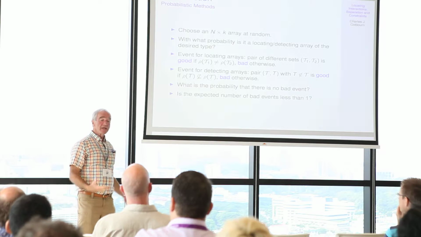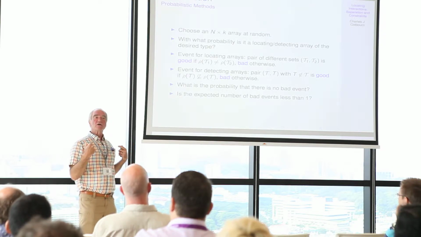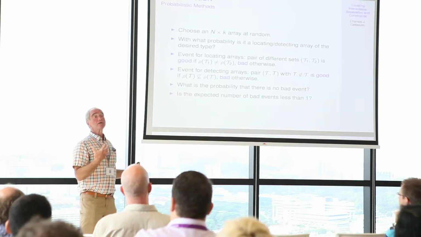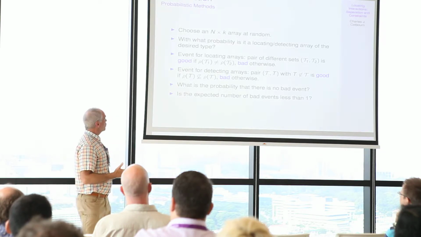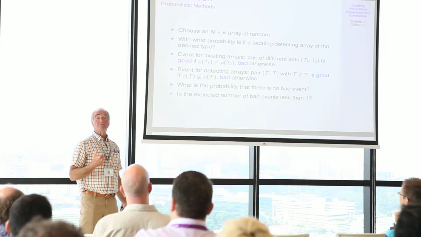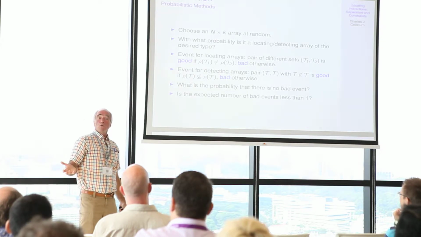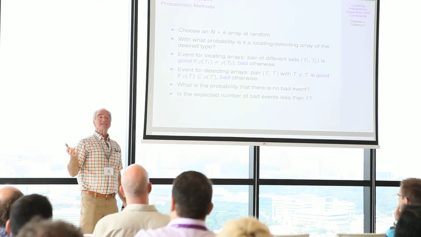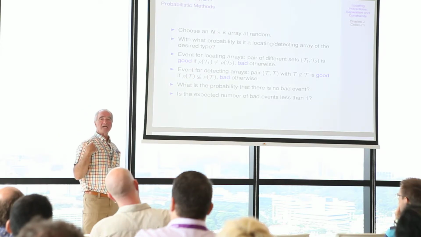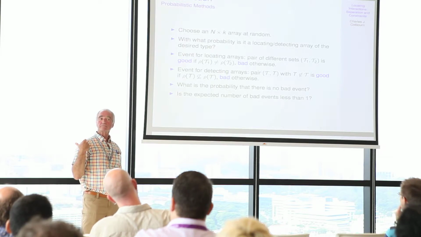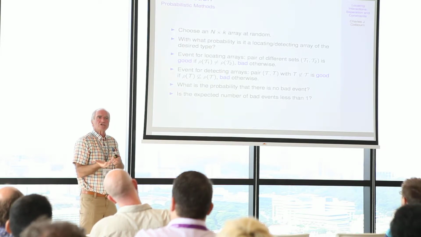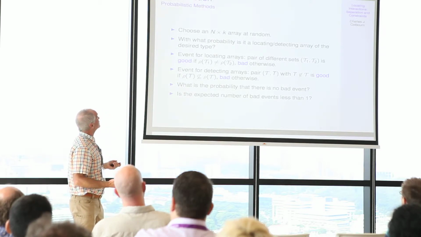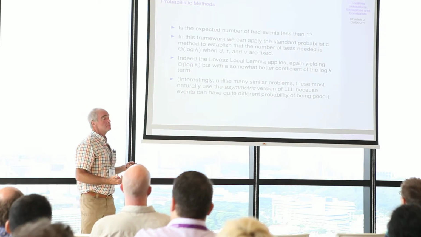So then we're asking a slightly different question. Instead of saying what's the probability that this is a locating or detecting array, we're asking the question, what's the probability that there's no bad event? And one way to answer that question is to say, is the expected number of bad events less than 1? So I'm just manipulating the question at this point. I'm not asking a different question. I'm just manipulating the question to be able to get at it.